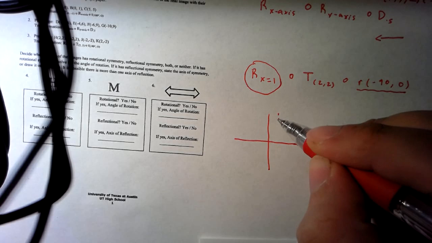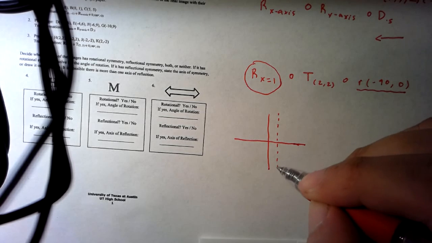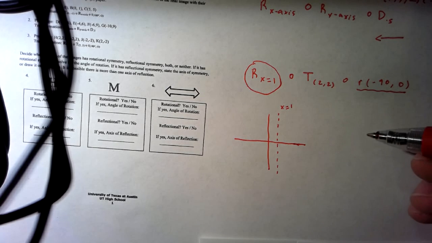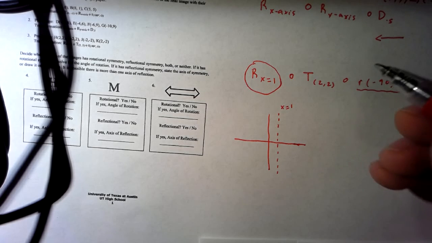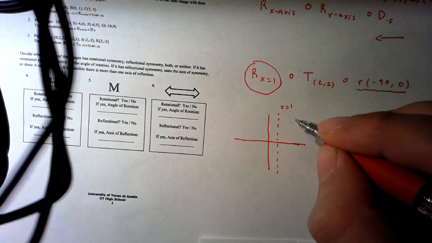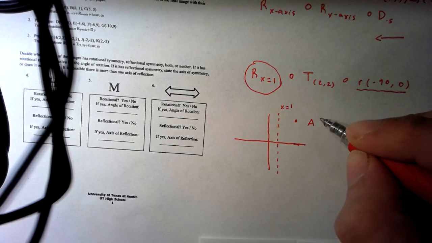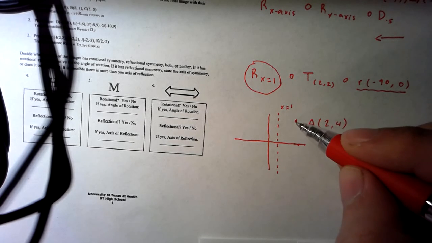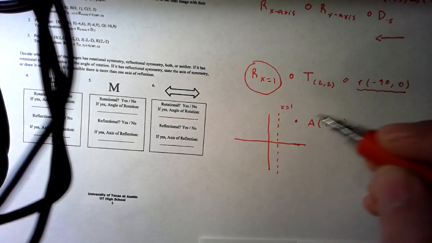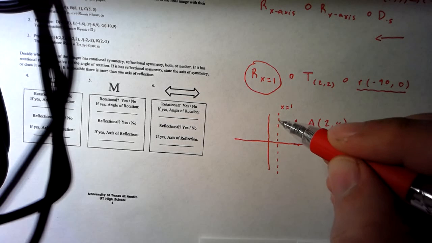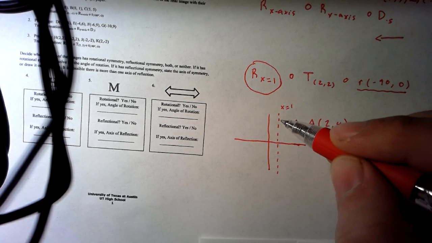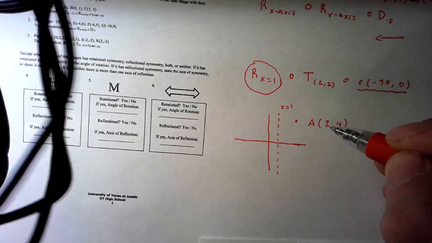So the line x equals 1 is a vertical line like this. Alright. And to reflect something across that line, I'll make a little example. Let's say you had a point right here, and this point is, I'm just going to make it up, 2, 4 or something like that. If you wanted to reflect this point across the line x equals 1, you need to count the spaces between the line and the point horizontally. So how many spaces is it from the line x equals 1 to the point?